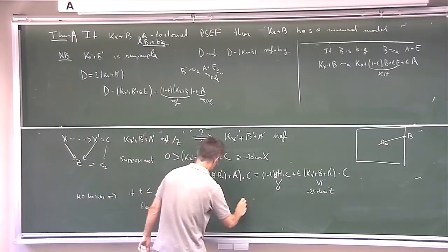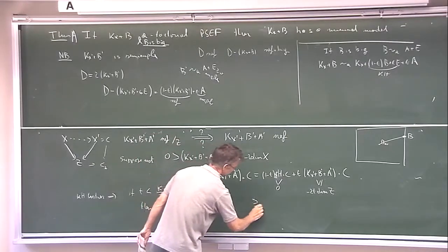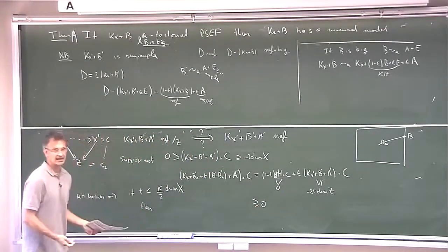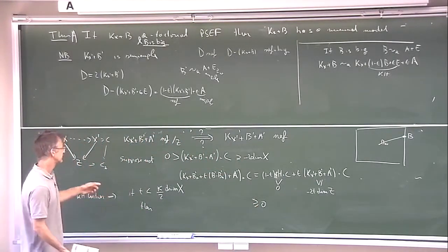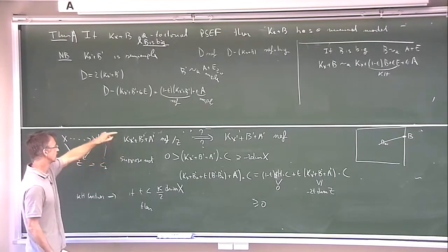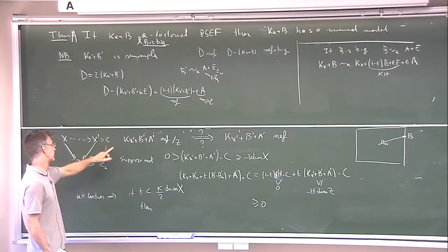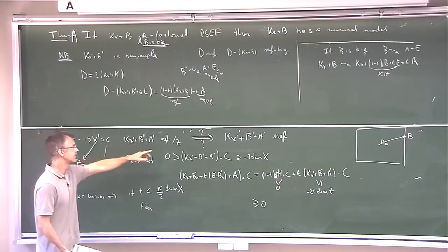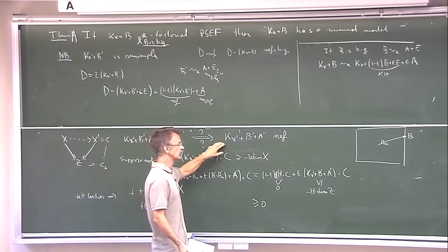This whole quantity is greater or equal to 0. So what am I saying? What I'm saying is it could happen, the way I've set things up, that when I find the minimum model over z, it's not actually an honest minimum model.